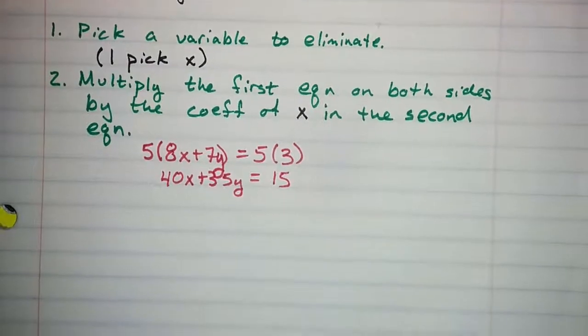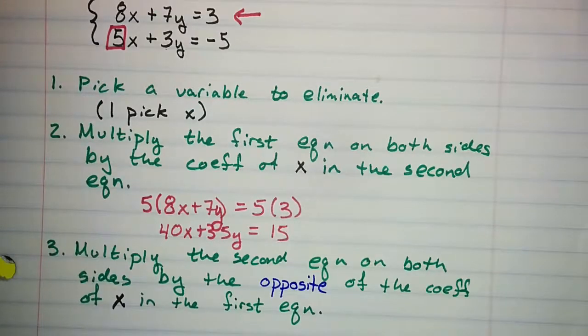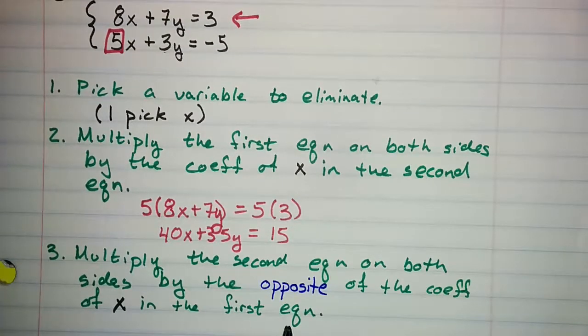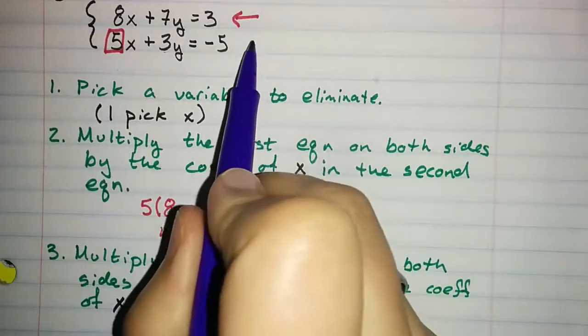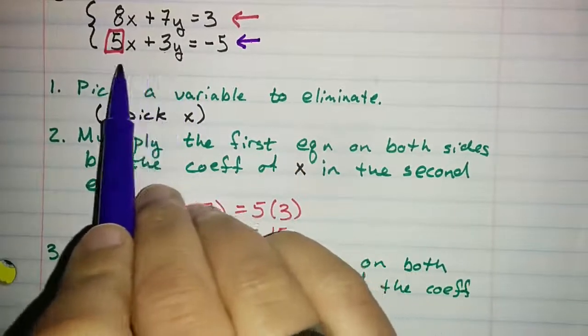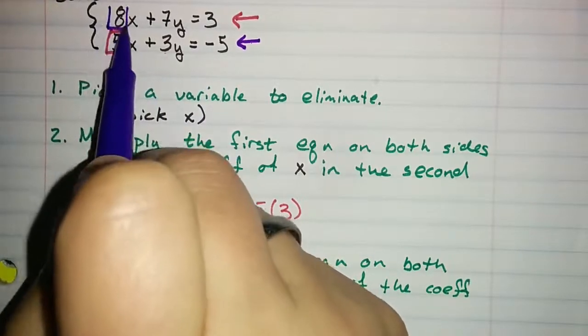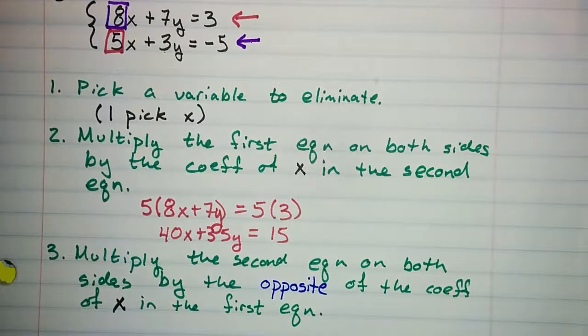Now I'm also going to multiply on the second equation. We're going to multiply the second equation on both sides, not by the coefficient of x in the first equation, but by its opposite. Now, why did I choose that? We'll see once we've done the multiplication. So I'm going to take the second equation and multiply it on both sides, not by 8, but by negative 8.